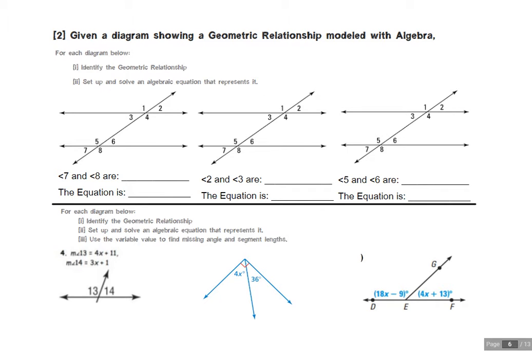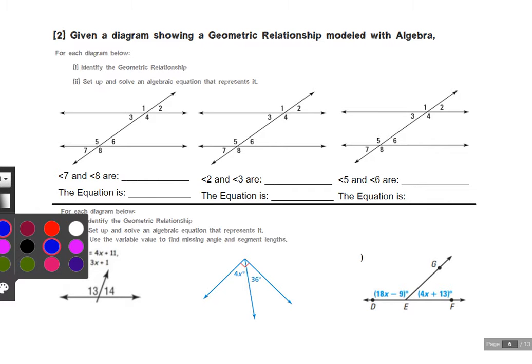Alright, next page. So on these, again, we're just identifying the relationship and then setting up an equation. For our first one, we're just focusing on two angles here, angle 7 and angle 8. So here's angle 7, and then here's angle 8. Something you might notice about these is that when you combine both of these, they form a straight line. Something that we know about straight angles is that they equal 180.